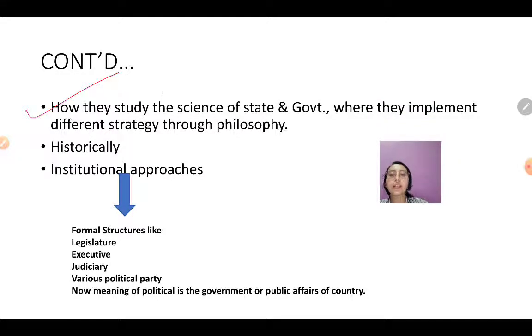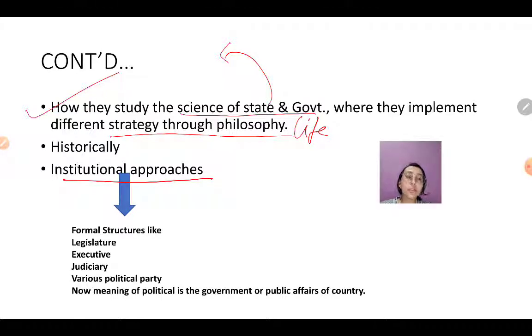Now the thing is how to study the science of state and government, where they implement different strategies, and philosophy, as I said, regarding life. So now let's talk about institutional approaches. What are the different institutional approaches? There are the legislative, executive, judiciary, and various political parties. And more important, the word political here refers to the government or public affairs of a country. It's not a political party, but what does political mean? Political just refers to the government or public affairs of a country. Every country has its own government, and every country has its own public affairs that have to be carried out by certain elected representatives, whom we elect by means of elections.